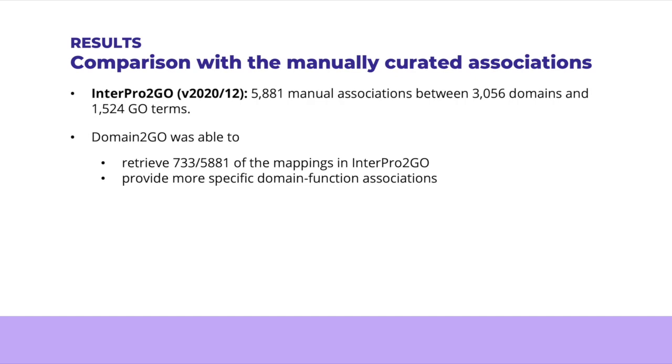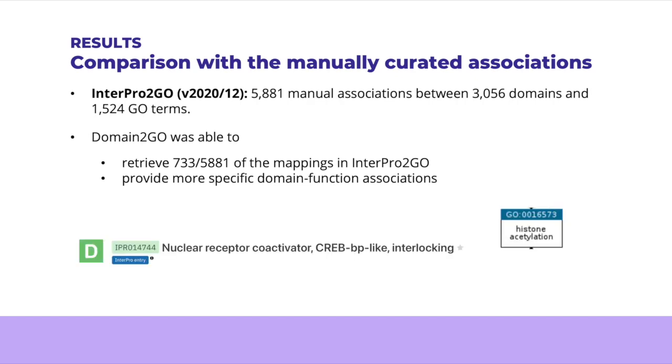We assessed the correspondence between domain GO-term pairs and found that our predictions successfully retrieved 737 out of the nearly 6,000 InterPro2GO associations. Moreover, many of the associations obtained by domain-to-GO involved closely related GO terms on the gene ontology directed acyclic graph. For instance, in InterPro2GO, there is an association between the histone acetylation GO term and the nuclear receptor coactivator domain, which was one of the most frequently associated domains in the manual associations.